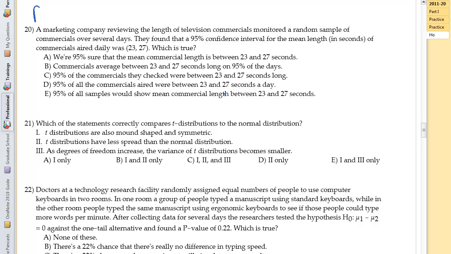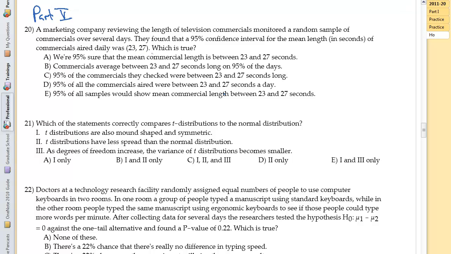Alright, so here is part 5, and this should be the end of the multiple choice, and then we'll get into the free response. So, a marketing company reviews the length of television commercials, monitoring a random sample of commercials over several days. They found a 95% confidence interval for the mean length of commercials, which was 23 to 27.